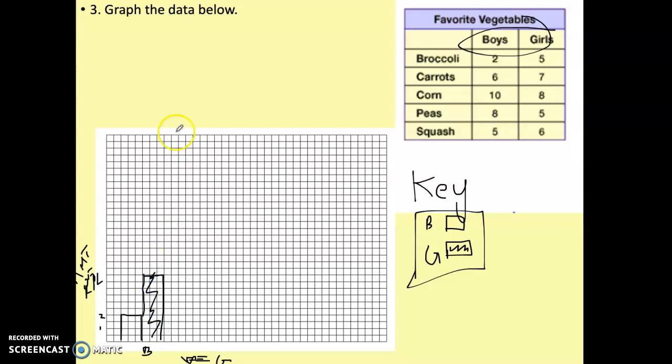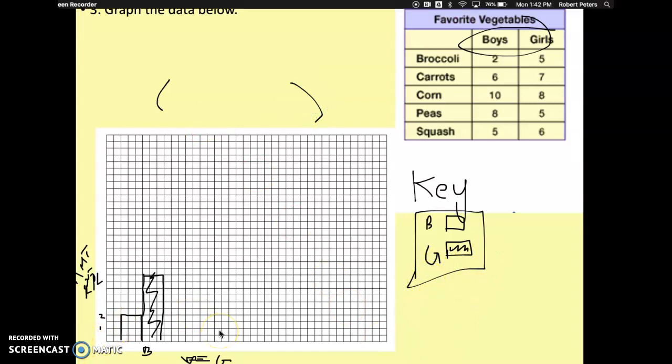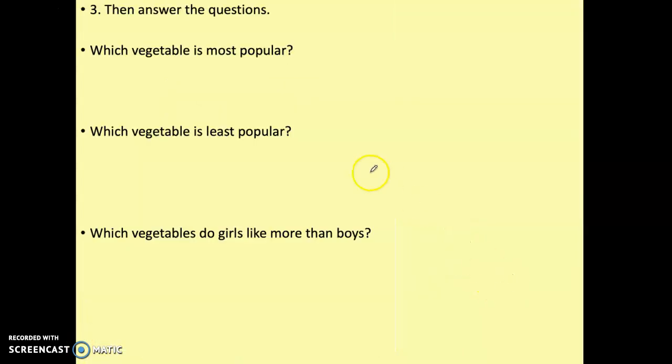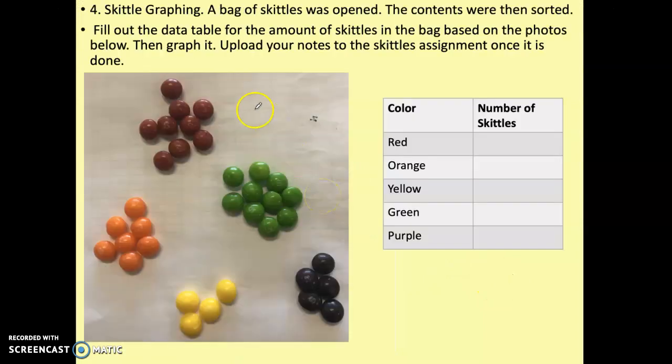You're going to do something similar for all the vegetables. Boys and girls are right here. Okay. Last part you're going to do is you're going to go graph after you answer these questions. You're going to graph the Skittle. You fill in the data table here, and then you're going to fill it out however and graph it however you want. And then you're going to turn that in for your assignment. Make sure it's due by the next day.